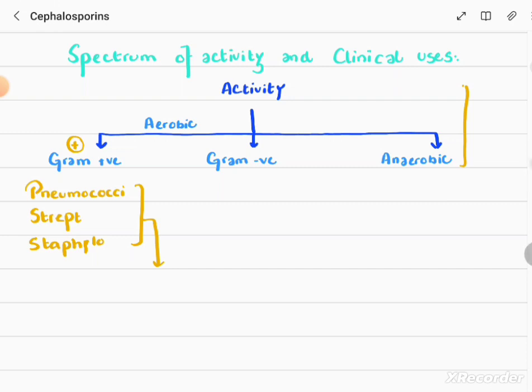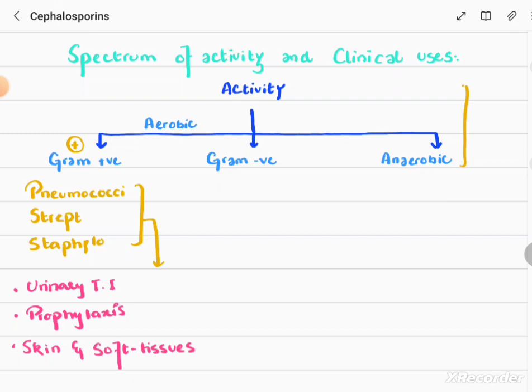That is why the first generation cephalosporins are used for the treatment of urinary tract infections. They're used in the prophylaxis of surgical infections, in different kinds of surgeries. And these bacteria are also notorious for causing skin and soft tissue infections, so these drugs are used to treat skin and soft tissue related infections.